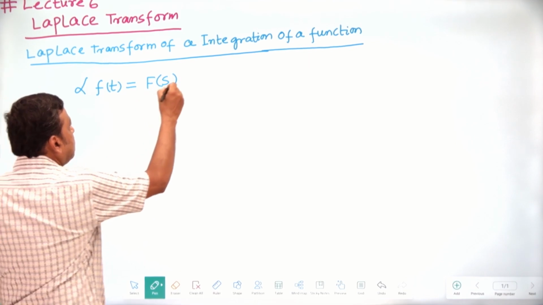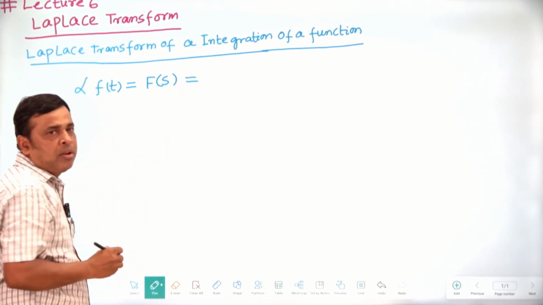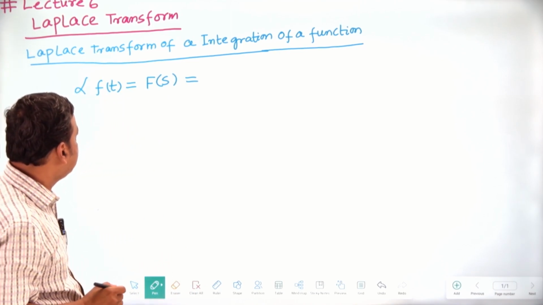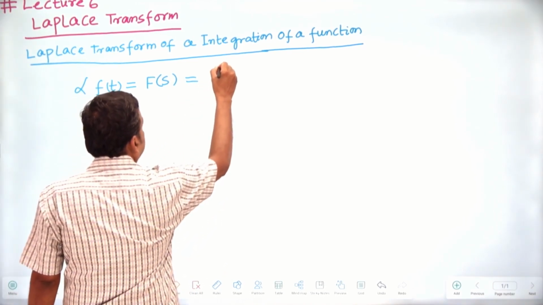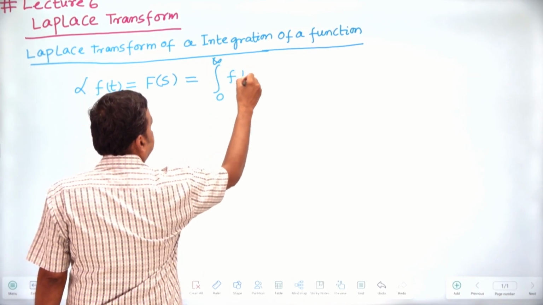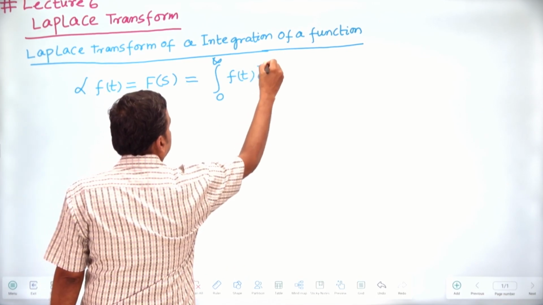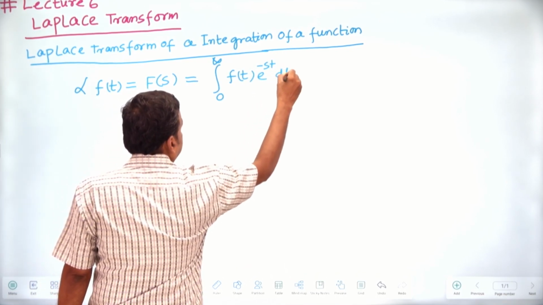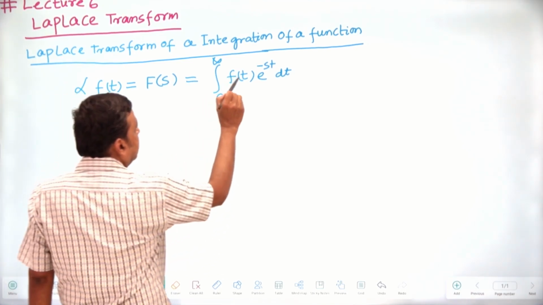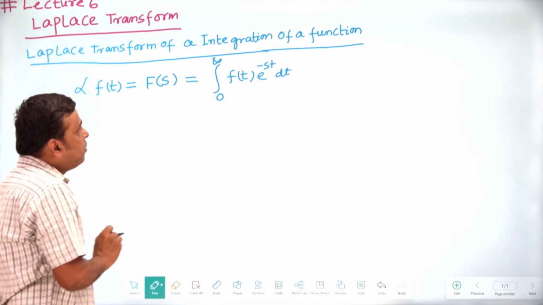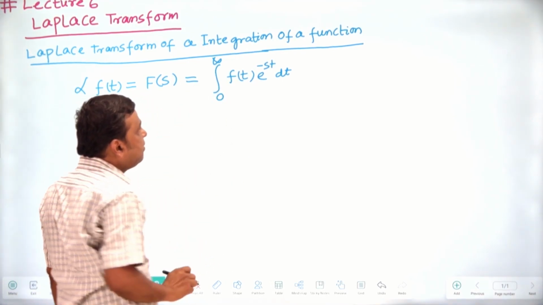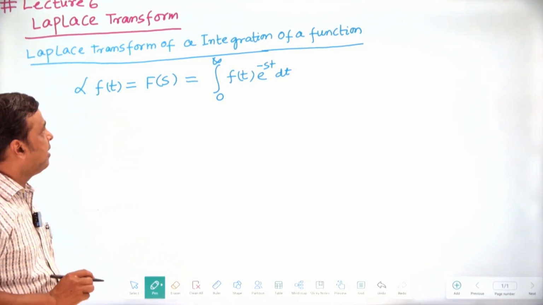Already I told you the basics of Laplace transform. When you are going to find the Laplace transform of a given time domain function, there is a standard formula, that is, integral from 0 to infinity of f of t into e to the power minus st dt. This is the standard formula to find the Laplace transform of any function f of t. If f of t is given, we can find F of s by means of the Laplace transform, and the formula is integral from 0 to infinity of f of t e to the minus st dt.